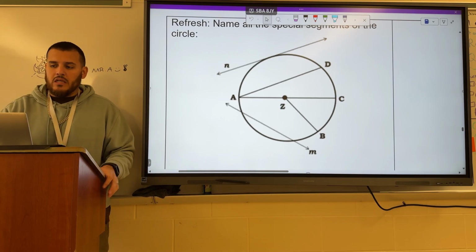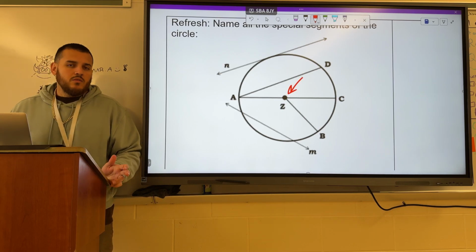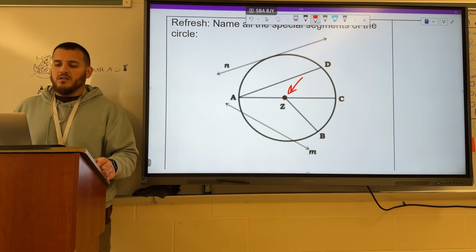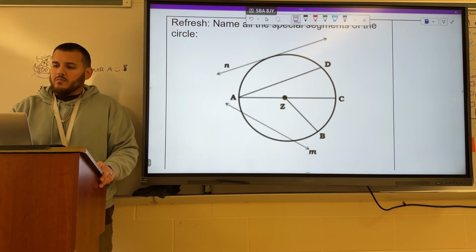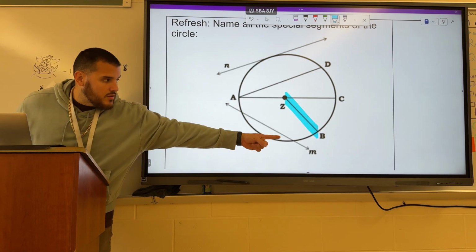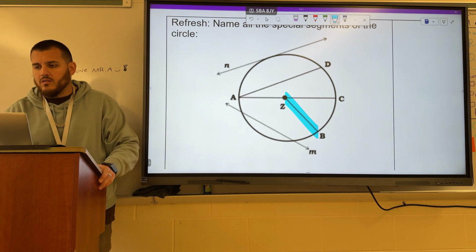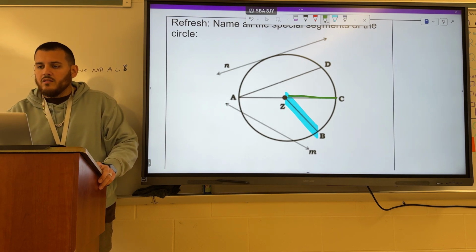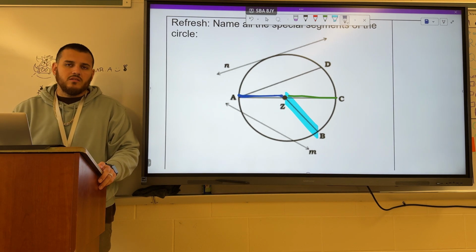First of all, this is circle Z. We have a point that appears to be the center. We assume that it is, that's point Z, so we call this circle Z. There are segments in here that are a radius, like ZB. Remember, that's a segment that goes from the ring to the center of the circle. This CZ is also a radius. This AZ is also a radius.